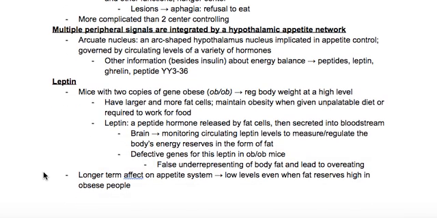The next section is titled Multiple Peripheral Signals Are Integrated by a Hypothalamic Appetite Network. The arcuate nucleus is an arc-shaped hypothalamic nucleus implicated in appetite control, and it's governed by circulating levels of a variety of hormones, including the peptides leptin, ghrelin, and peptide YY3-36, or for short PYY3-36.